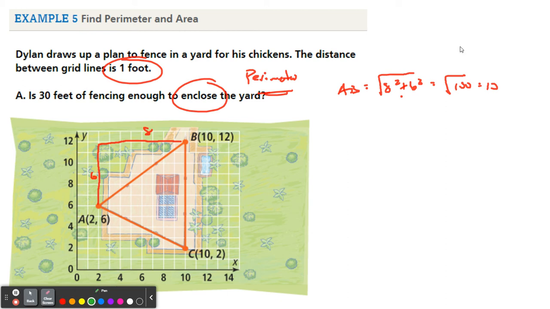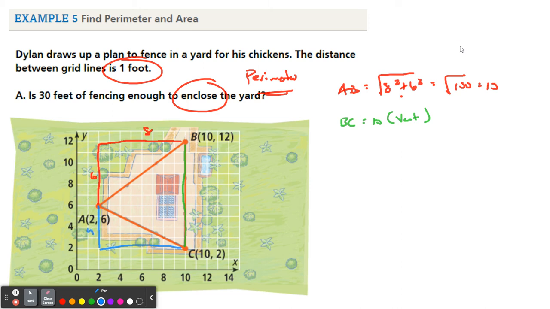Then I'll do BC in green. BC is vertical, so you just count it. 1, 2, 3, 4, 5, 6, 7, 8, 9, 10. So BC is also 10 because it's vertical. So that's 10 feet. Then I'll do AC in blue, create my right triangle.